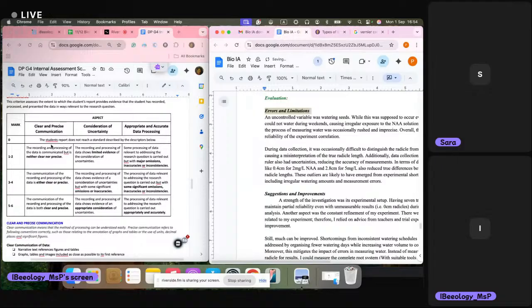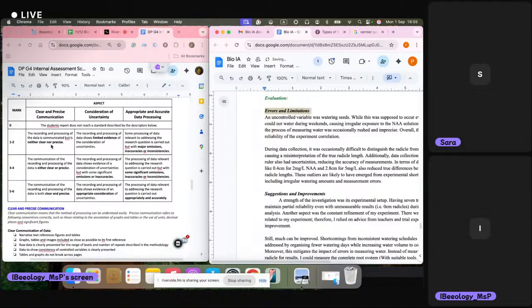Record of processing of data shows evidence of appropriate considerations of uncertainties. You did that with the table, but I want you to review your calculations. A sample calculation would also be appreciated. The processing of data relevant to addressing the RQ is carried out appropriately and accurately. So remember, instead of giving the definition of standard deviation, give us the background why the standard deviation is appropriate in terms of processing the data that you got.